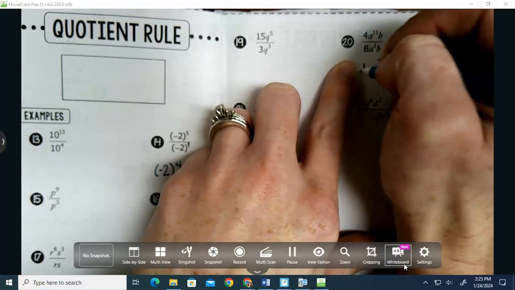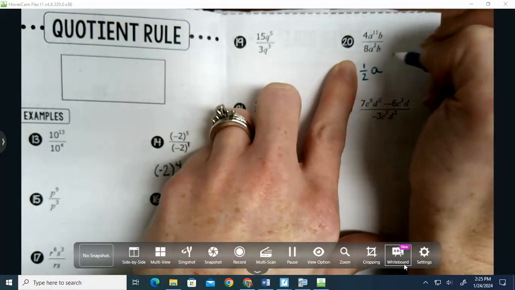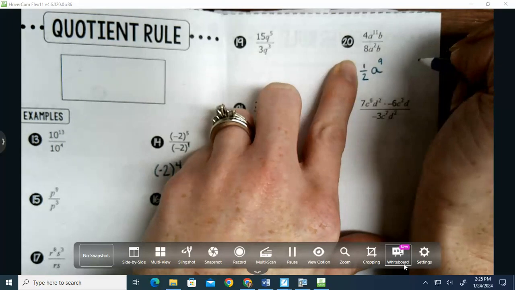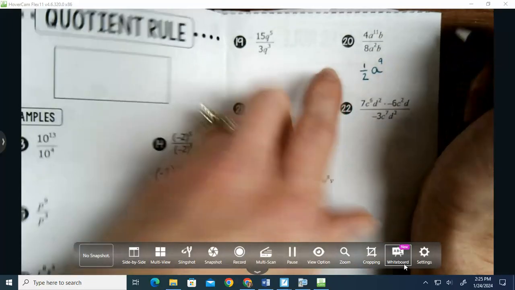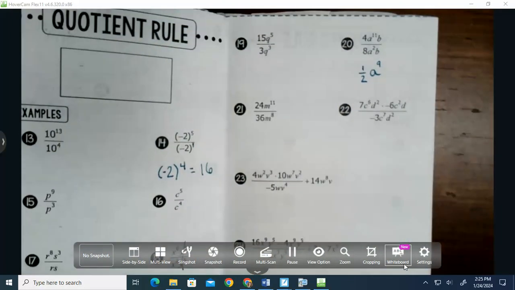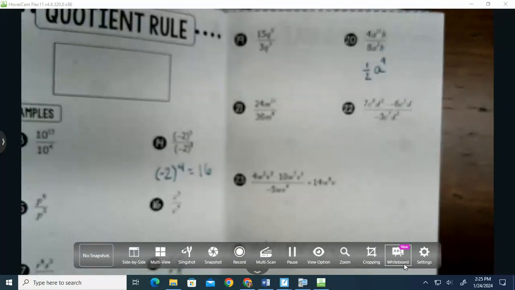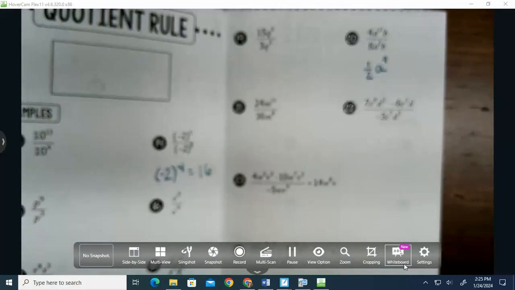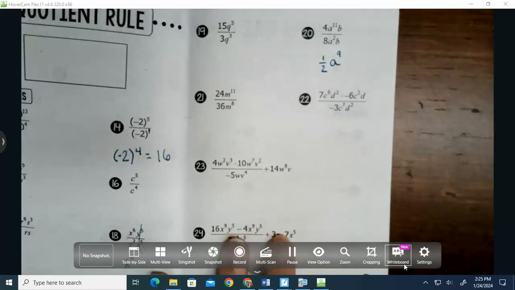One half. Then it would be a to the 9th. And then what happens with the b's? They cancel out. All right, 22. This is one that has multiple steps. What would I need to do first?